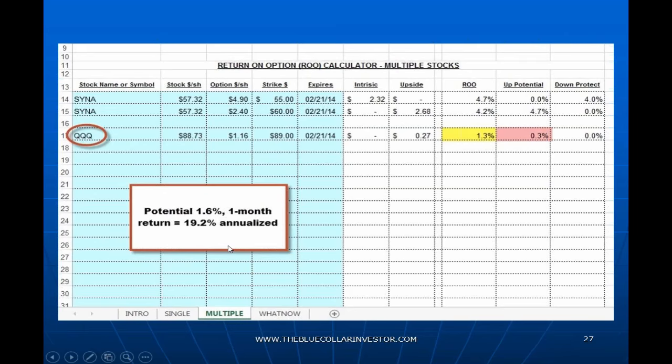Not so bad. Now, one thing about ETFs, they require less management. We don't have to worry about earnings reports. But generally speaking, they're less volatile securities than individual stocks, and therefore the premiums of ETFs, generally speaking, are going to be lower than those of individual stocks.